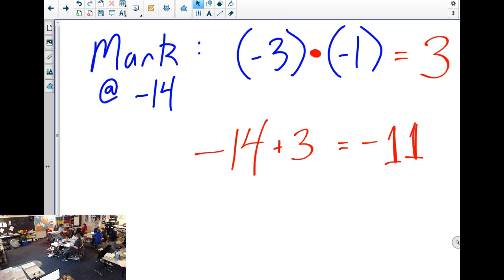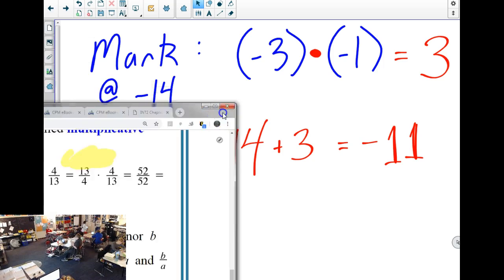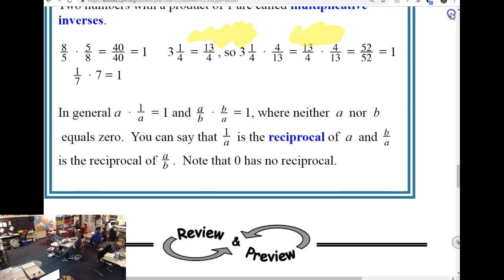Guys, you want the hot dog? Oh, okay, sorry, I lied.